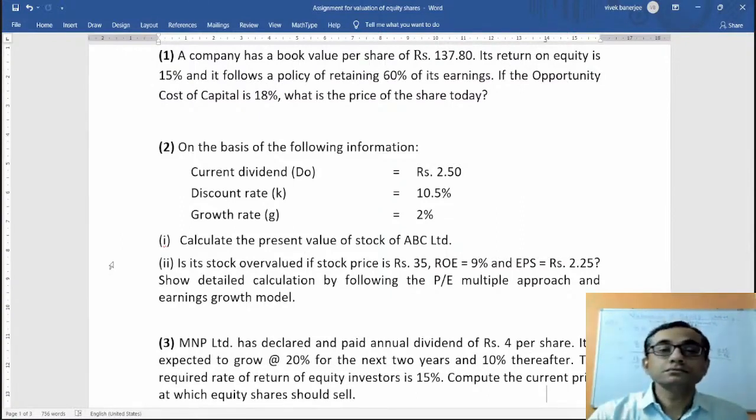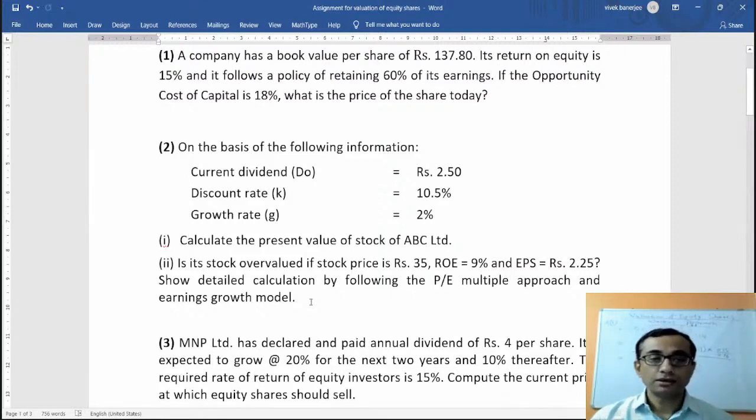Okay. Now let us get to the second question. Current dividend is given, which is 2.5, discount rate is also given, 10.5%, growth rate is given. So you have to calculate the present value of stock of ABC Limited. So this is a very simple question. I have taken examples in my previous lectures also. So let us just calculate the first portion and then we come to the second portion.